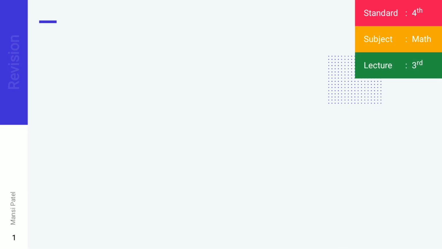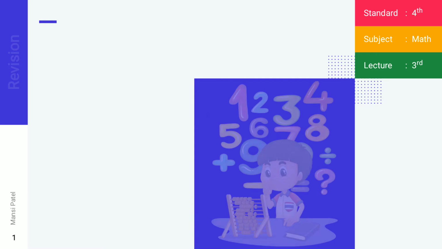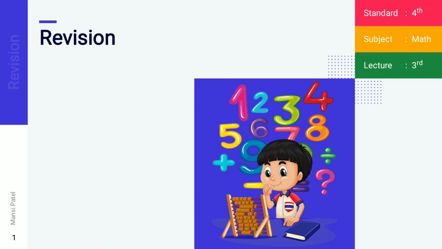Now today we are going to revise chapter number 6 of your semester 1. And as you know already, what is the name of our chapter? That is the Junk Seller. So let us start today's session with the revision of chapter number 6.